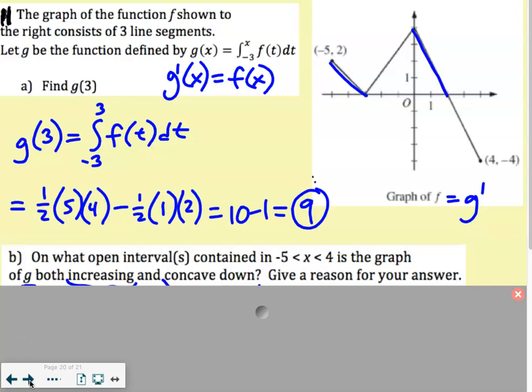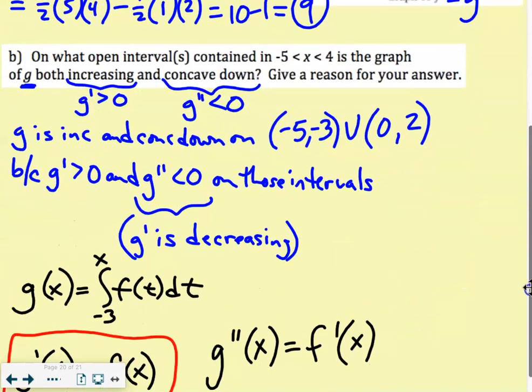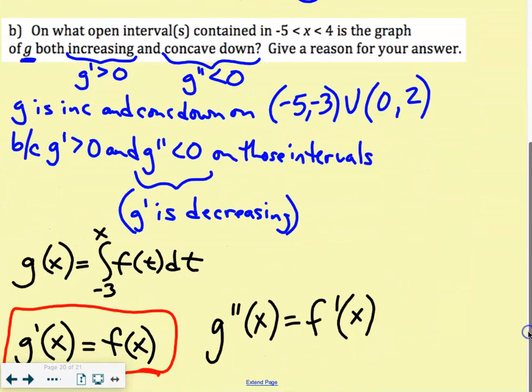Positive and decreasing. So here's the thing. That's me writing a whole bunch of stuff. Okay, so there's your intervals, increasing and concave down in those intervals because g prime is positive and g prime is decreasing, or g prime is positive and g double prime is negative. Little warning, if I use g double prime in my answer, then I have to write a relationship for g double prime, right? Anything I use, I got to relate somehow.